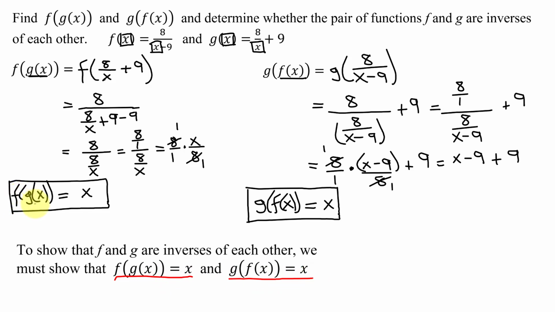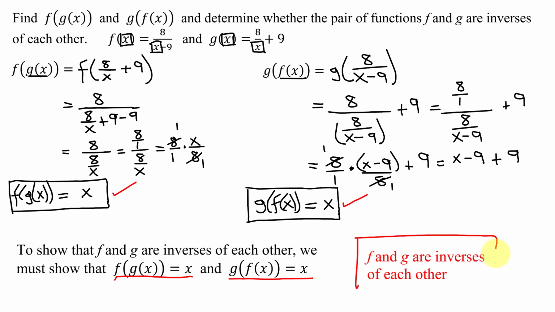Well, we found f of g of x and it equaled x. So we got part 1. Did we get part 2? Yes, g of f of x also equaled x. Therefore, we know that f and g are inverses of each other.